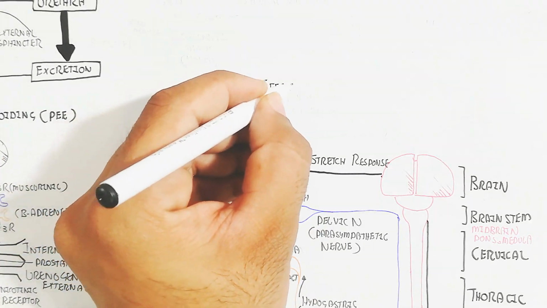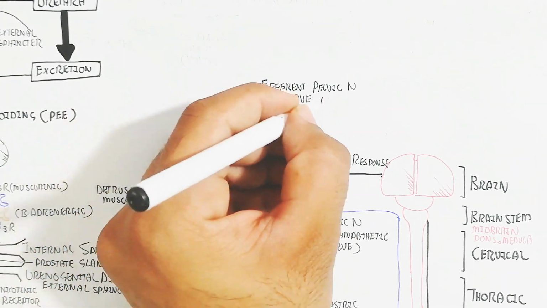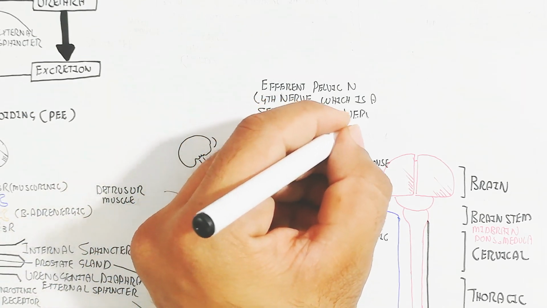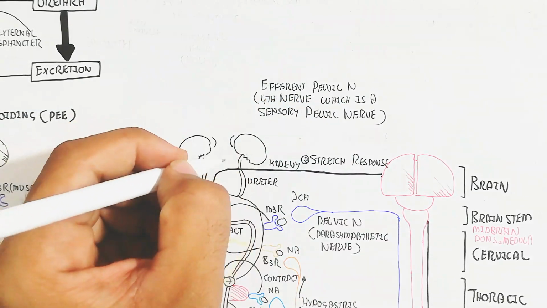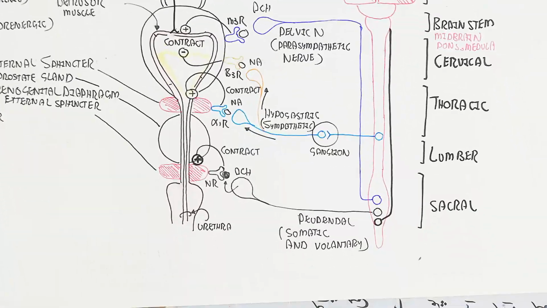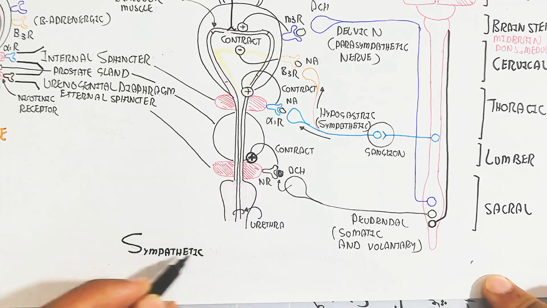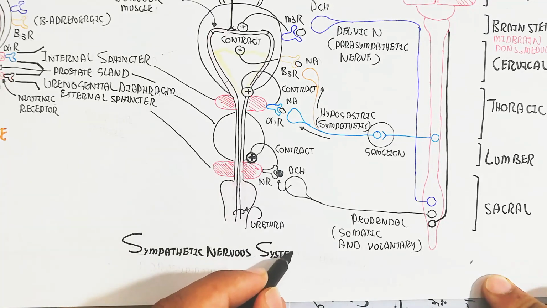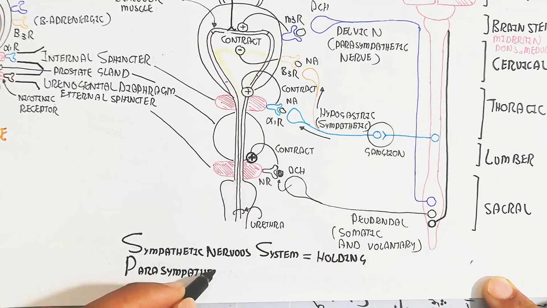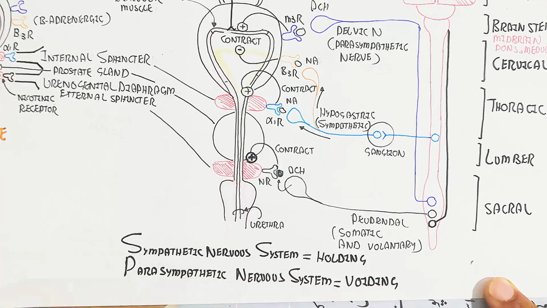Here you can see this is the efferent pelvic nerve, and the fourth is the sensory pelvic nerve, which is used for the stretch response. Whenever the stretch response occurs, it will be activated, and in this way the stretching will give the signal for the pee out. The sympathetic nervous system is for holding, while the parasympathetic nervous system is used for voiding.